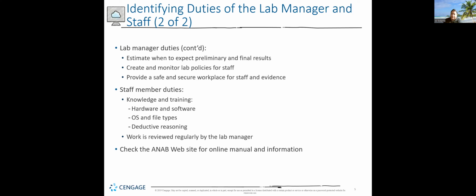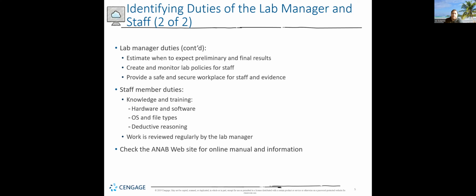Deductive reasoning. So what would cause you to do this? How can you do this? You're playing network sleuth, computer sleuth. You're playing detective, computer detective is what I was trying to get to. Workers are regulated by a lab manager. Yeah, he would oversee your work, or she would oversee your work.